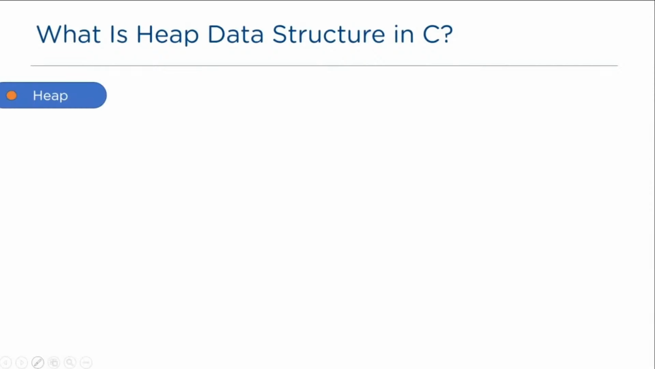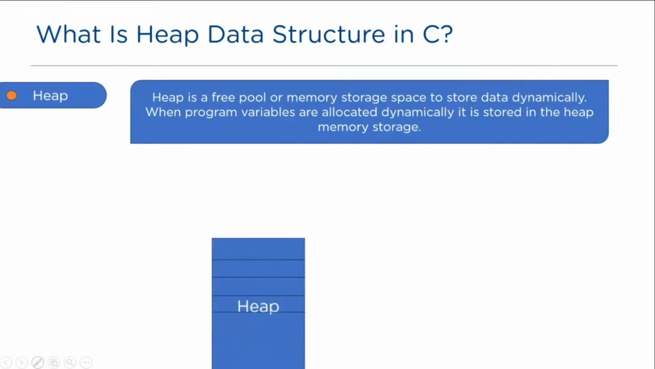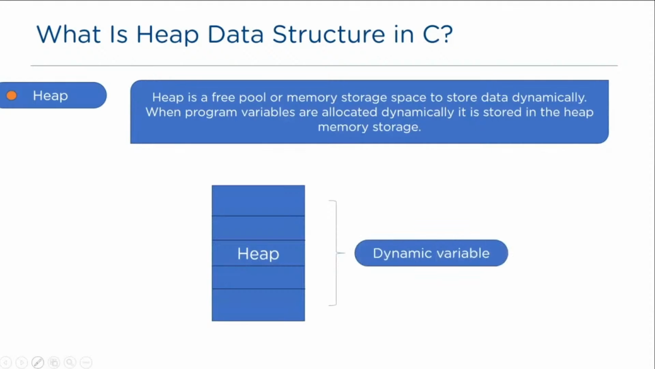The first thing to know is what is a heap. Heap is a free pool or memory storage space to store data dynamically. In program memory, the memory is divided into code, data, stack, and heap. So, when program variables are allocated dynamically, they are stored in the heap memory storage. We quickly store the elements in a heap to access the maximum or minimum elements of the data structure.